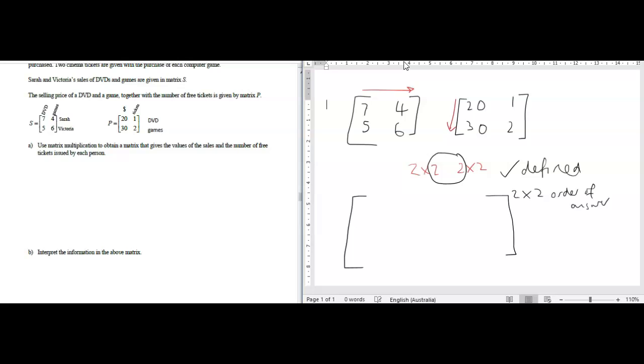And I probably didn't leave myself enough space, so I'll write small. So across, down. So 7 times 20. Oh gosh, it should be times. Sorry about that. 7 times 20, and then 4 times 30, so plus 4 times 30. And then we do the first row, second column, so 7 times 1.